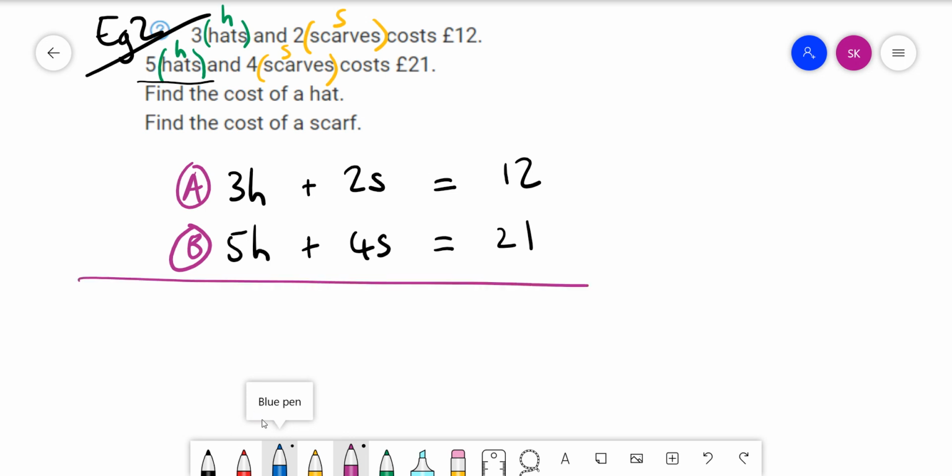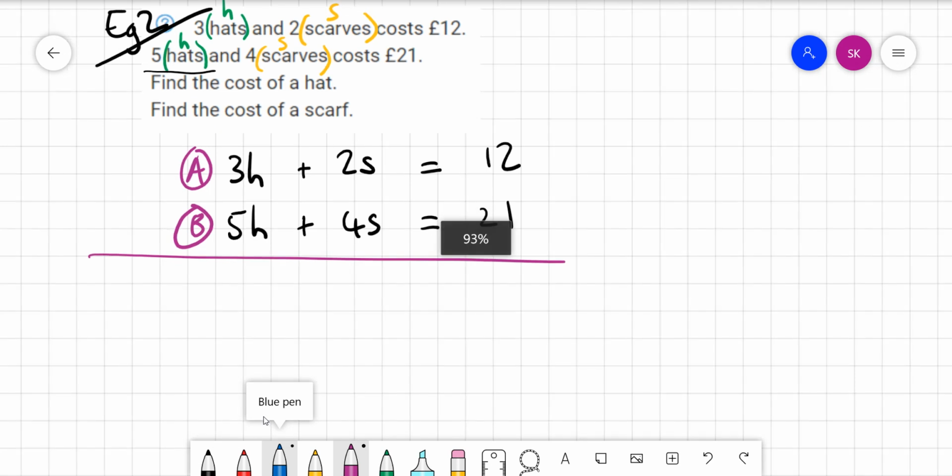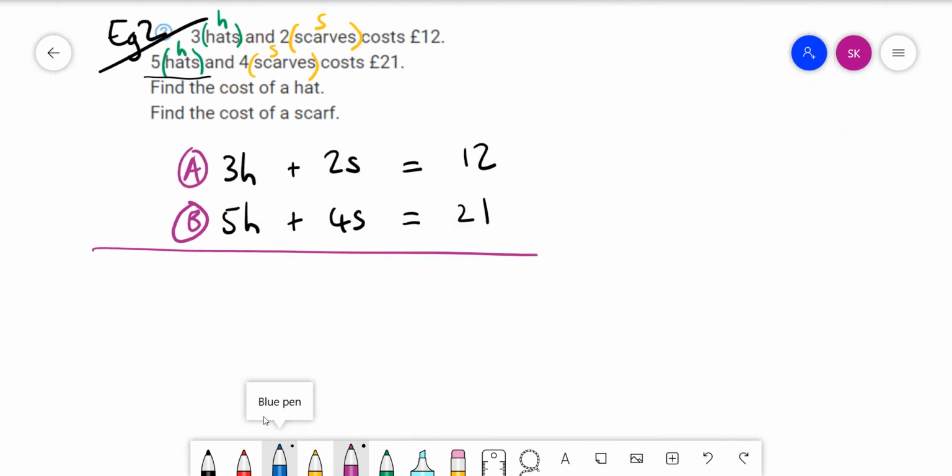same number of H's or S's. So what I want you to do is pause the video and try and finish this off on your own. Press play when you're ready for me to go through it. All right, so if I try and get the same number of H's, then I'm going to have to multiply both equation A and equation B in order to get 15H, which is the LCM of 3 and 5.